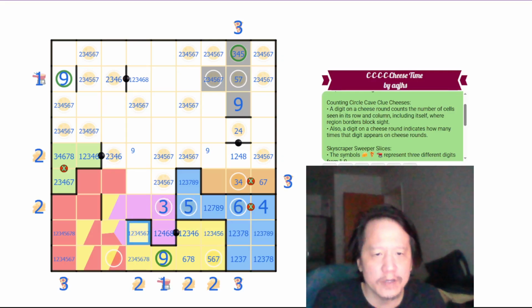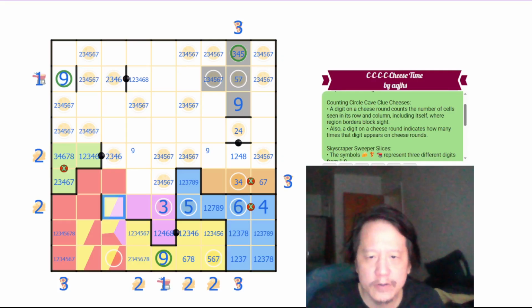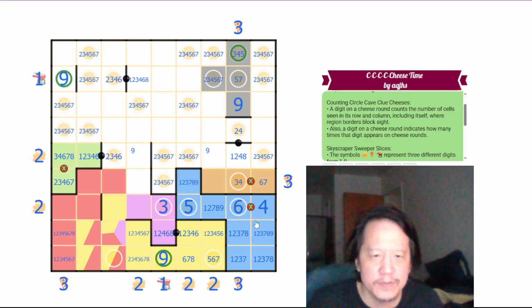Oh boy, okay. No pink here. This sees 3 cells. Pink has to go out this way.